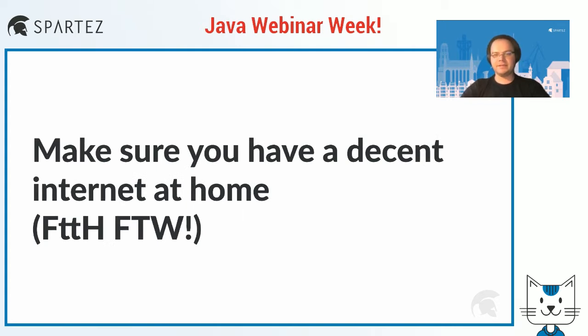We were talking about headsets, but the other part of your teleconferencing setup is a decent internet connection at home. And if you can get fiber to the home, if you can get a fiber connection, this is something that you should totally go for, because there's no better way to get internet access nowadays.